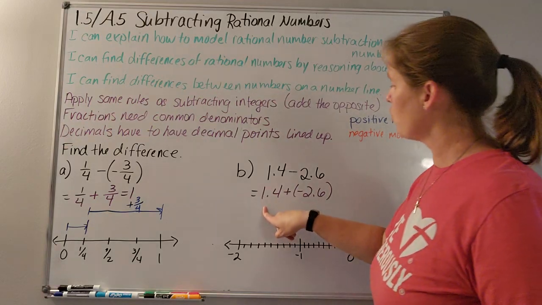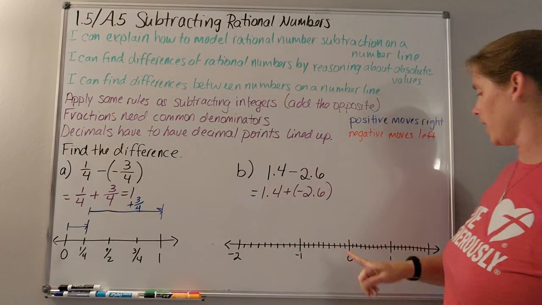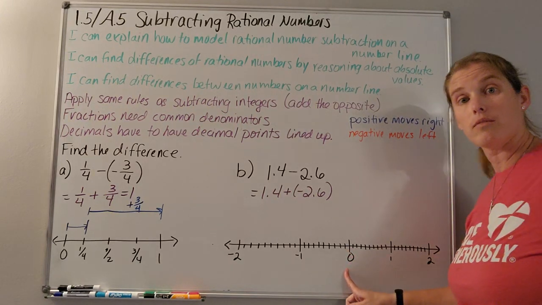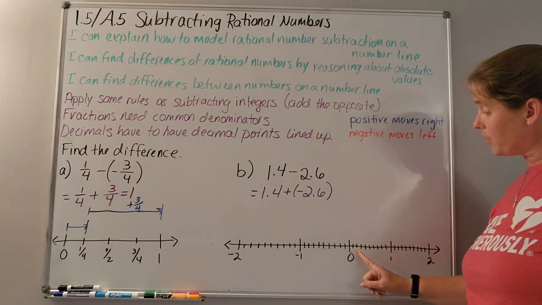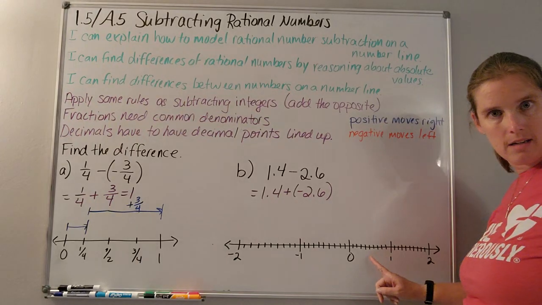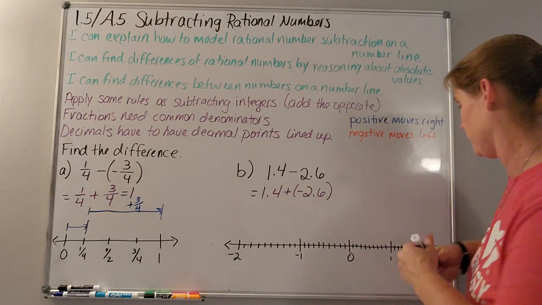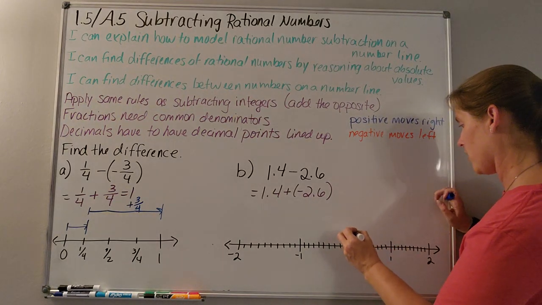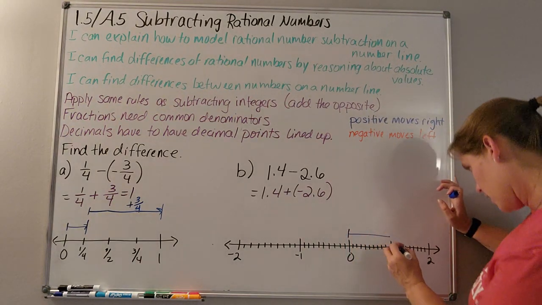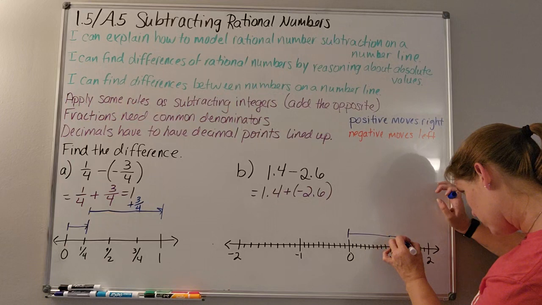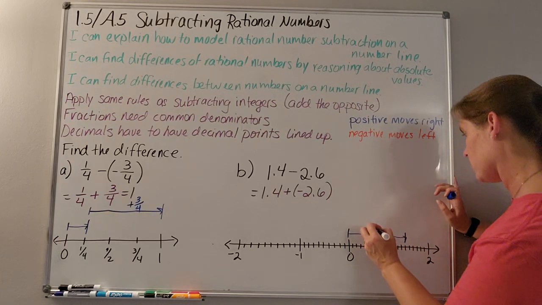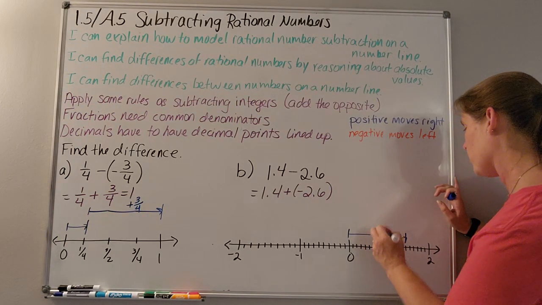Start out with a positive 1.4. Means I'm at 0, and I have to go 1.4 spots. Well, all these little marks are tenths, because there's 10 little sections and I'm working in tenths, so that seemed to be reasonable. So I'm going to go from 0 out to 1.4. Here's 1, and then I'm going to go 0.1, 0.2, 0.3, 0.4. There we go. So there's 1.4.